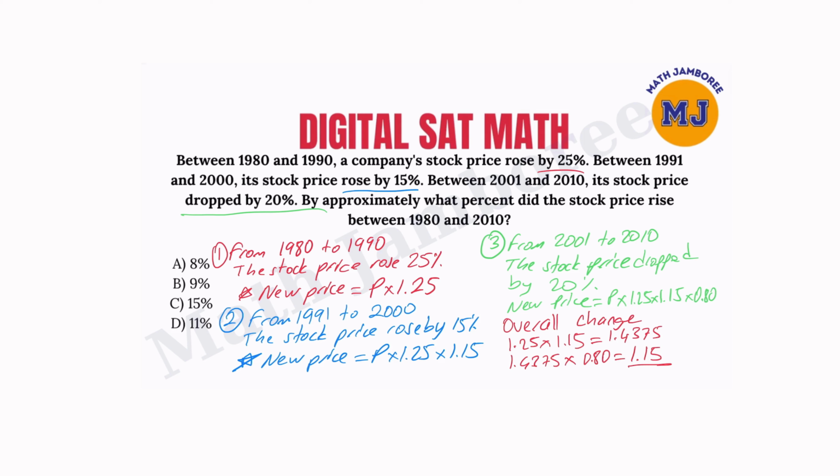What does that mean? It was initially 1, now it is 1.15. So the percent change is 15%. Therefore, the right answer for this question is choice C.